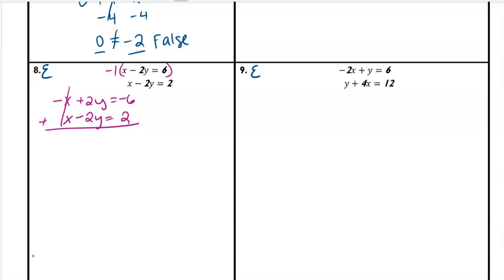x minus x, those cancel out. Negative 2 and plus 2, those cancel out, so we get 0. And now we have negative 6 plus 2, negative 4. Does 0 equal negative 4? No, that is a false statement. So again, we have no solution.